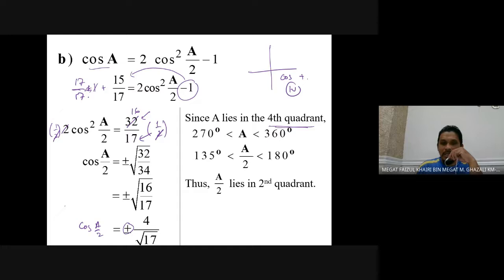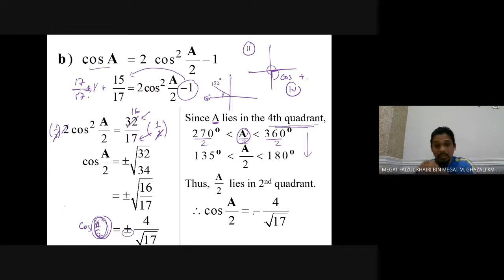Okay, so since A lies in the fourth quadrant, A lies between 270 degrees and 360 degrees. Here is 90, 180, 270, and this is 360 degrees. So this is the angle in the fourth quadrant. So A is from 270 up to 360. Divide by 2, it gives you A over 2 between 135 and 180. So 135 up to 180, 135 and 180 here.